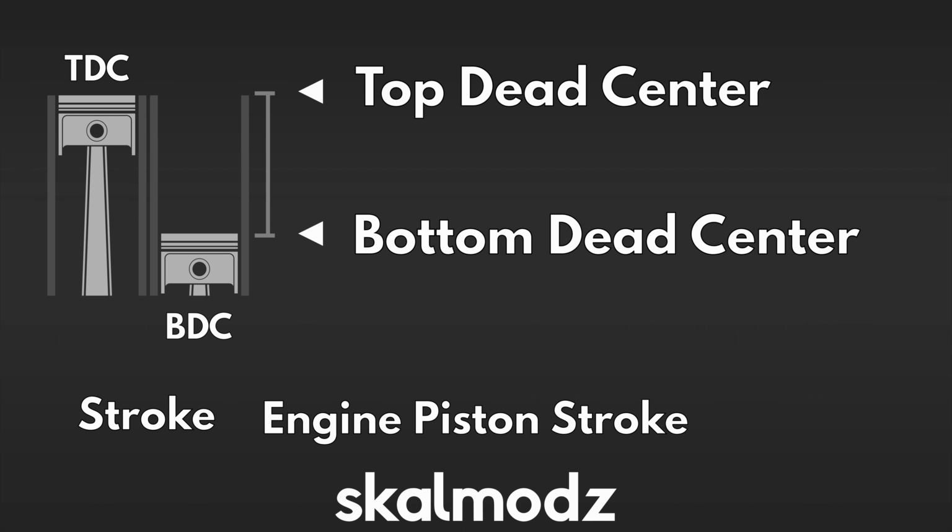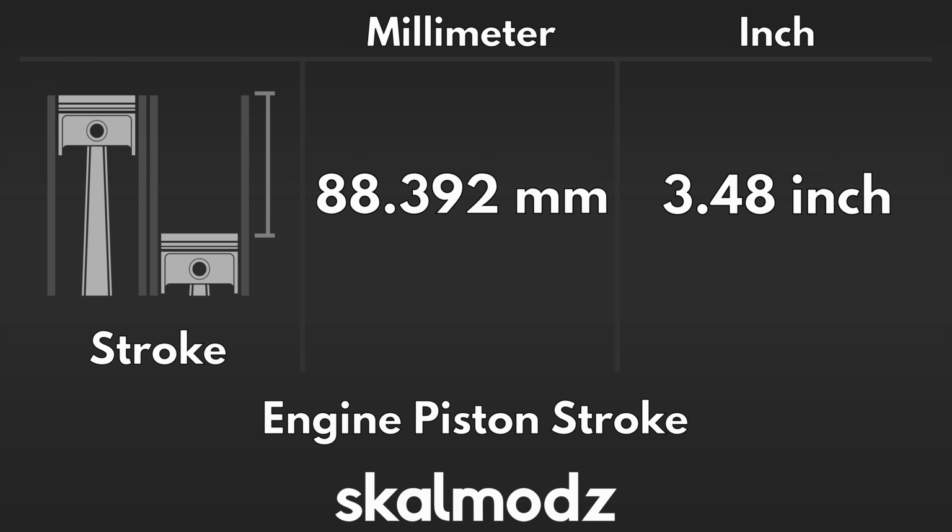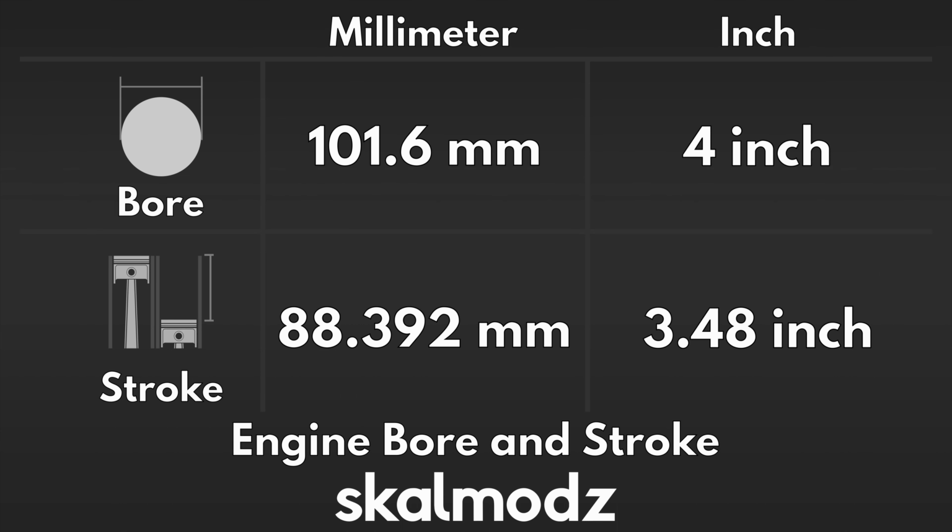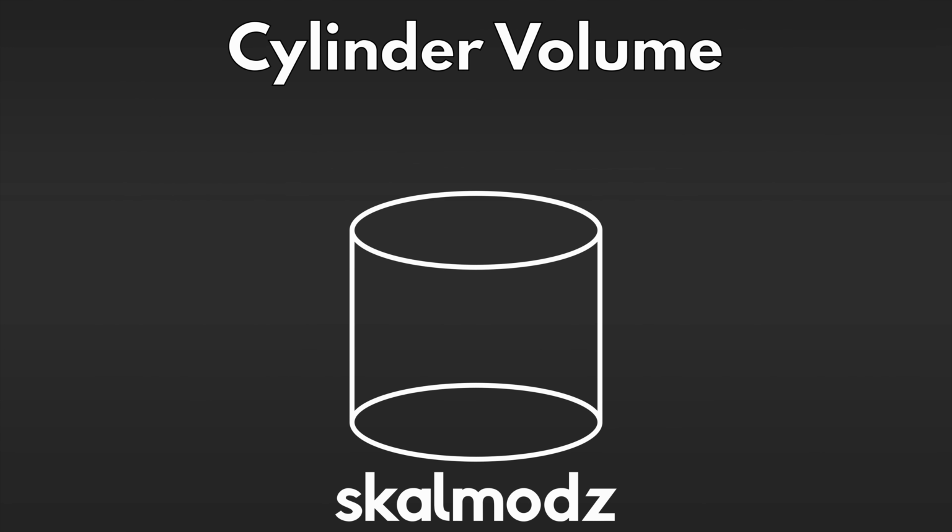Now we will measure the stroke of this example piston. This example piston has a stroke of 88.392 millimeters or 3.48 inches. Here is the bore and stroke of this example cylinder. Now that we have the bore and the stroke, we can use them to measure cylinder volume. Volume for the cylinder will only need 2 measurements. This is because the cylinder has a circle shape and bore is the diameter for the cylinder.